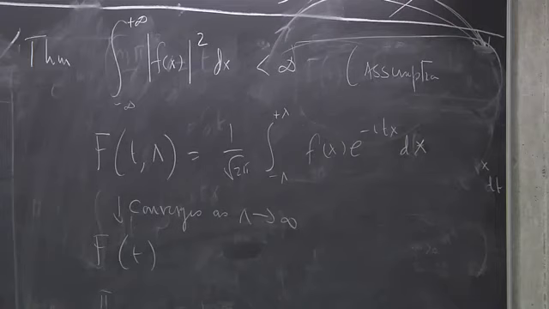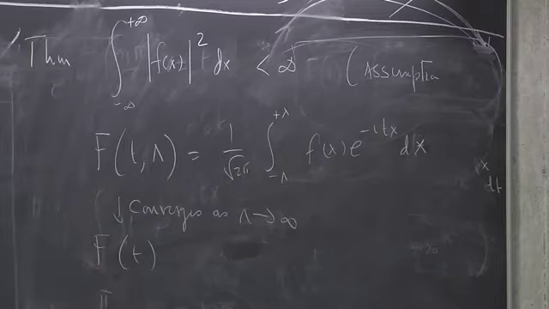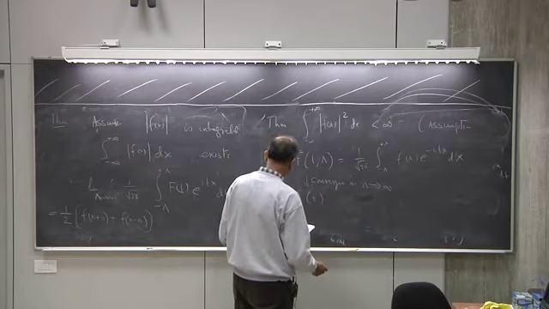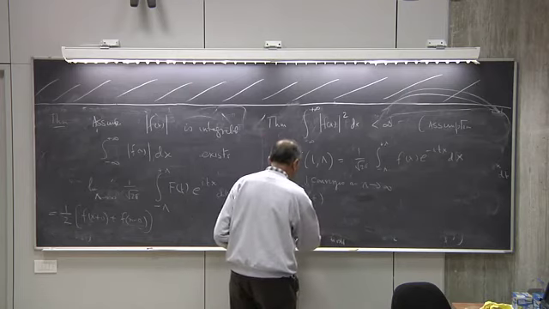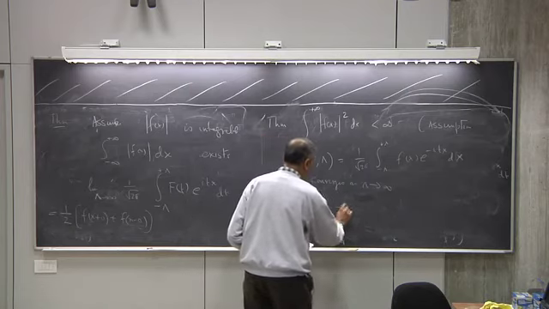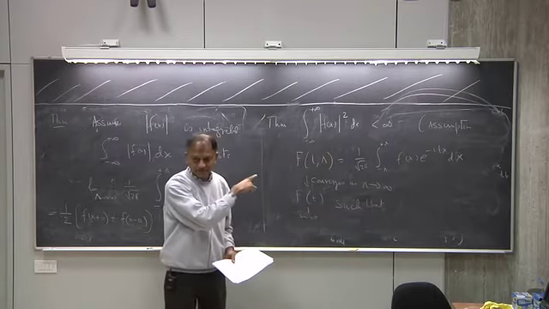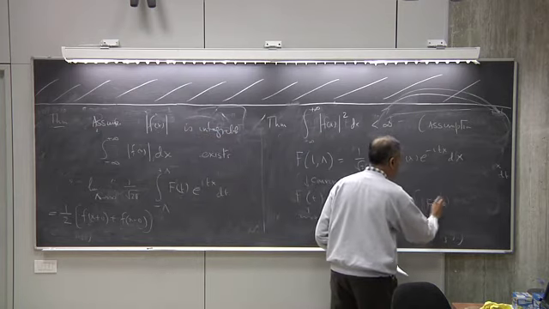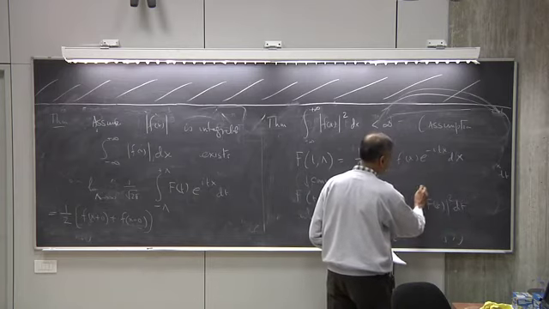But it's a convergence again in the sense of the L2 space. It converges to some function f of t almost everywhere. That's one thing. It converges to some function f of t such that this is also in the L2 space, such that the integral of ft mod square dt is also finite.